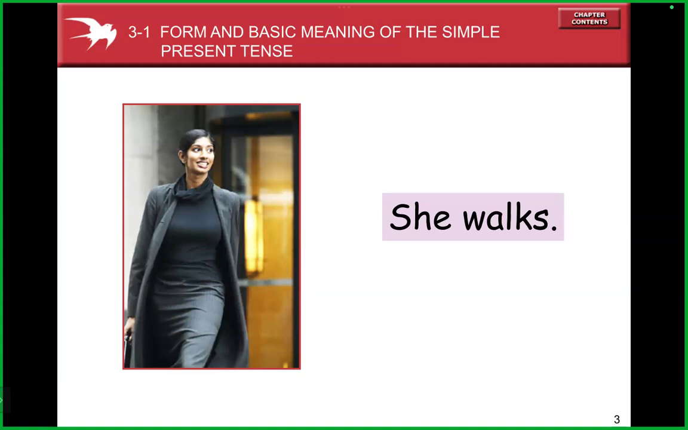I need a volunteer to read what you see on the screen. Please, can anyone help me out? Can you read what you see on the screen?